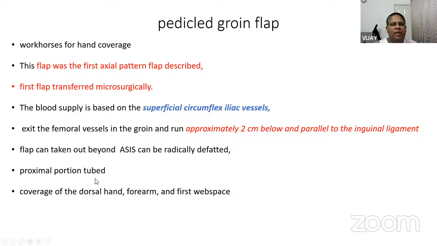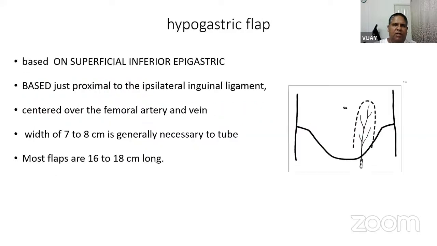The proximal portion can be tubed, and the pedicled groin flap is usually used to cover the dorsum of the hand, forearm, first web space, etc. The hypogastric flap is based on the superficial inferior epigastric artery, which comes from the femoral artery. So the base is just over the femoral artery, proximal to the ipsilateral inguinal ligament.